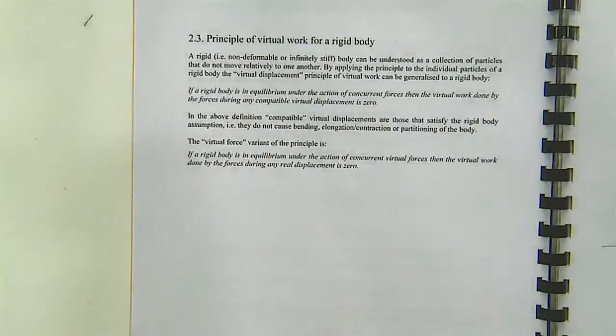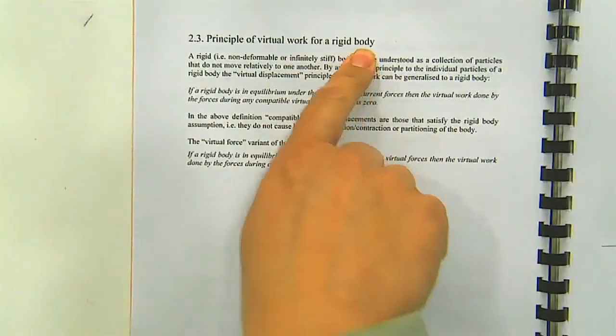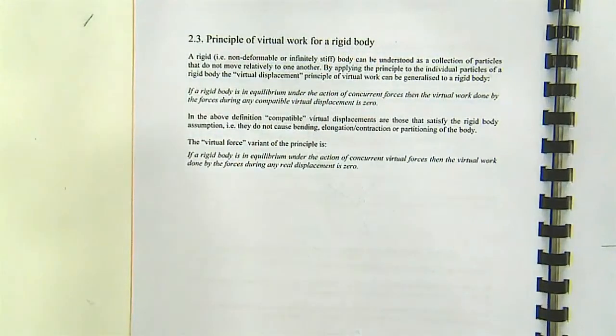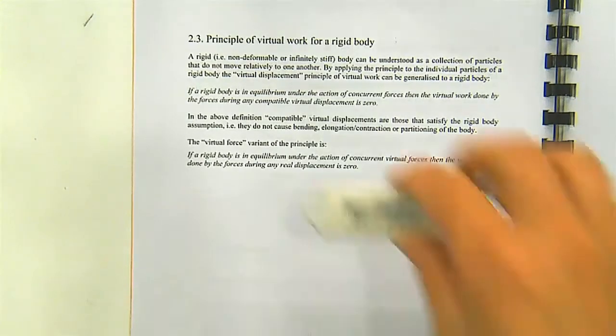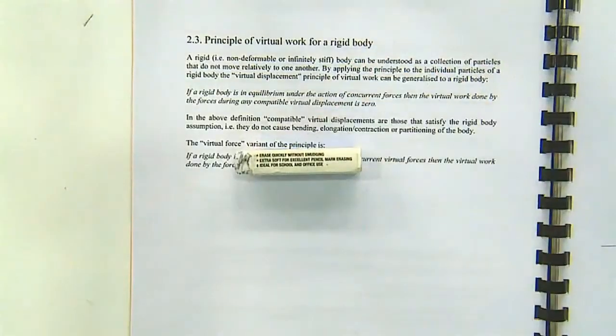The principle of virtual work for a rigid body. That means that the body is rigid and doesn't deform, or the rigid body is statically determinate in that it won't deform under the virtual forces. We had an example last time. Pretend that rubber is a beam.